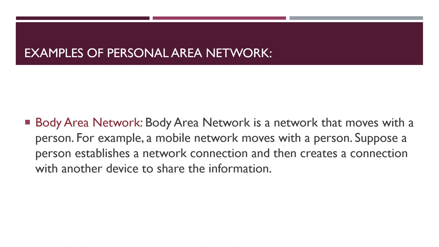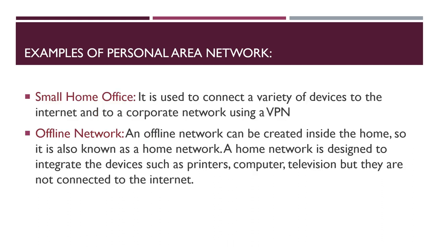The first one, the body area network, moves with the person. For example, we have a mobile with the person, and the mobile network moves with the person. If I'm in one room and I want to go to some other place, I will move ahead with my mobile. Establishing a network and sharing the data to another device like this is called a body area network. And small home office and offline network.